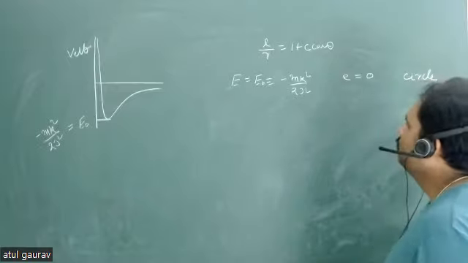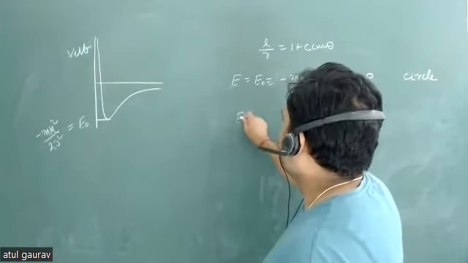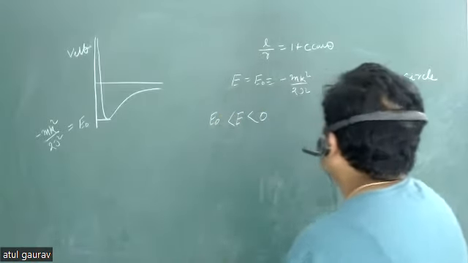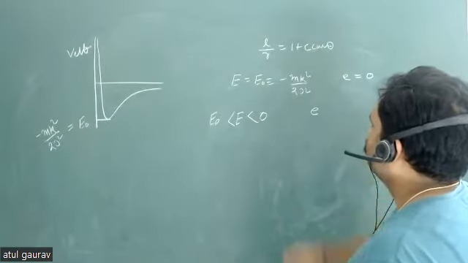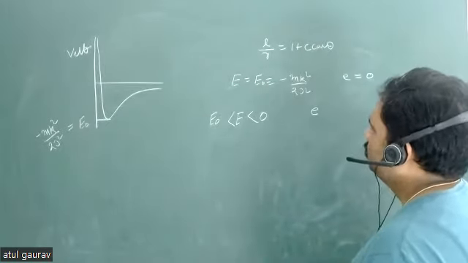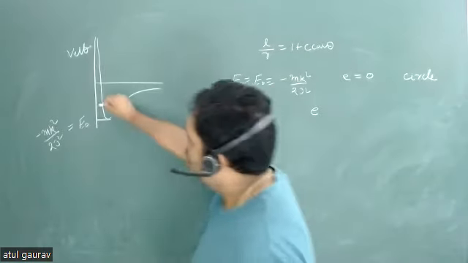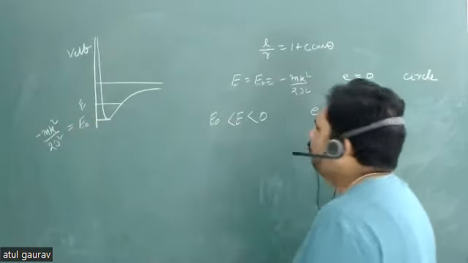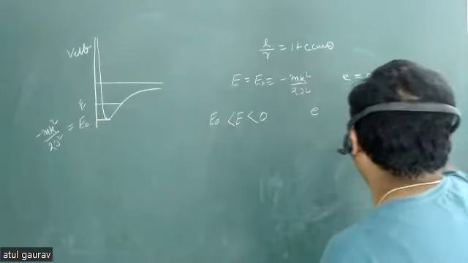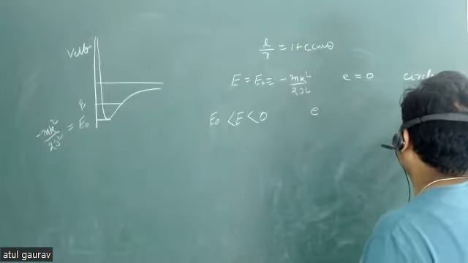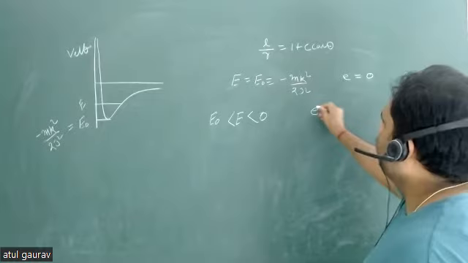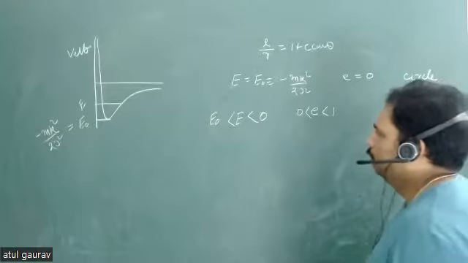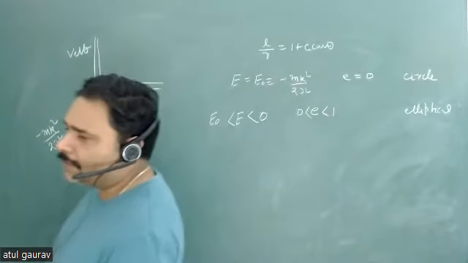And now if your energy is between E naught and 0, what will be your eccentricity? इस एनर्जी की बात कर रहा हूं, something like this energy E. What will be the shape? Elliptical. Elliptical. E is less than 1 and greater than 0. Okay. E equal to 0 is a special case of ellipse, which is known as what?